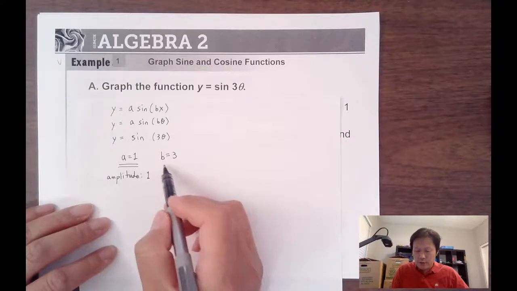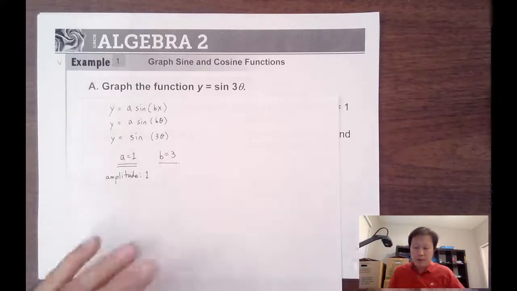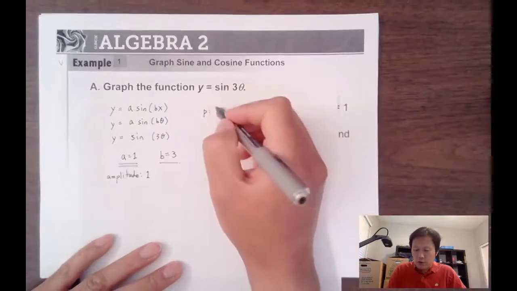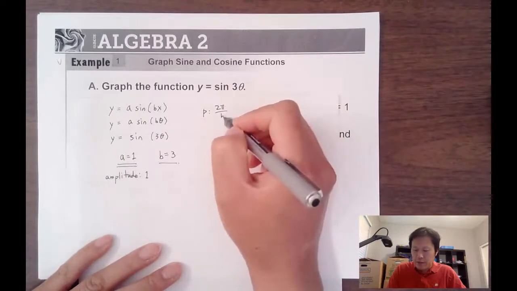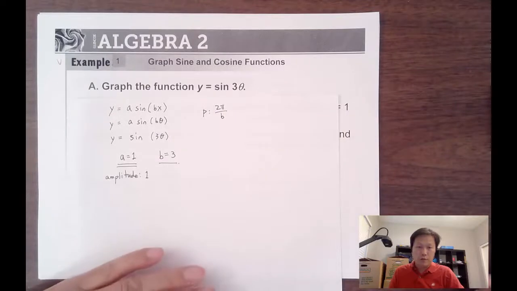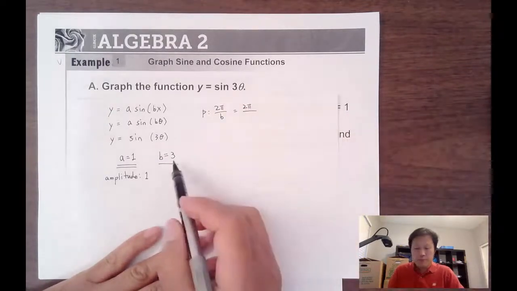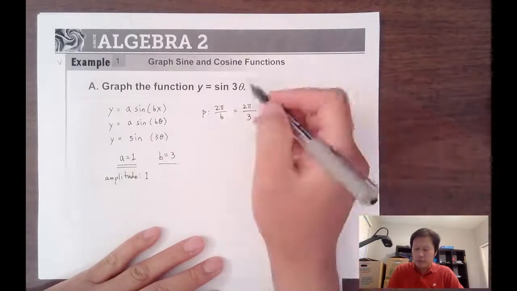B being 3 means it's going to affect the period. So for the period, you have to memorize the formula. 2 pi divided by b is the formula for the period. So 2 pi divided by b, which is 3, and we found the period.